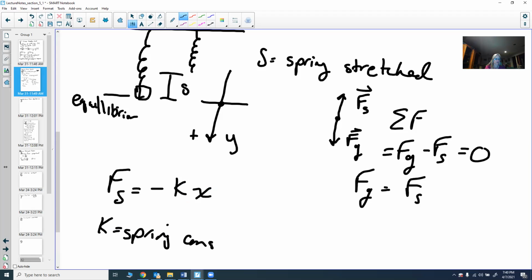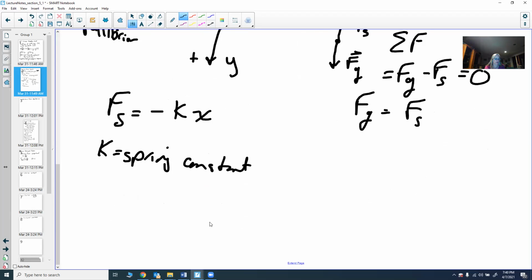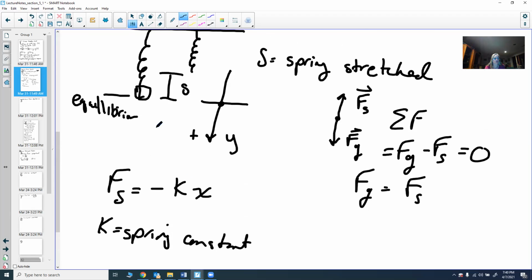This actually depends on the spring itself, the type of material it is, how tightly wound it is. There's lots of different things that it depends on. And you can calculate that by actually putting a weight on it, measuring how far it goes, putting another weight on it, measuring how far that one goes, how far it is from its length.